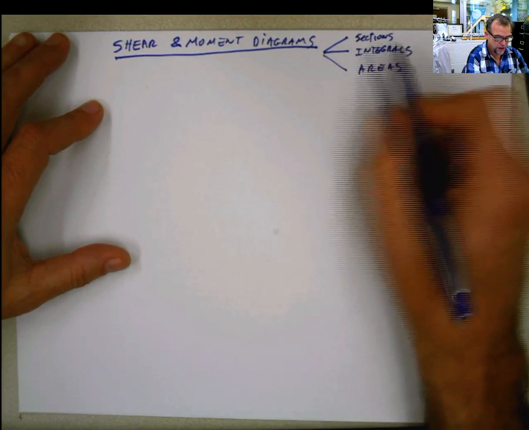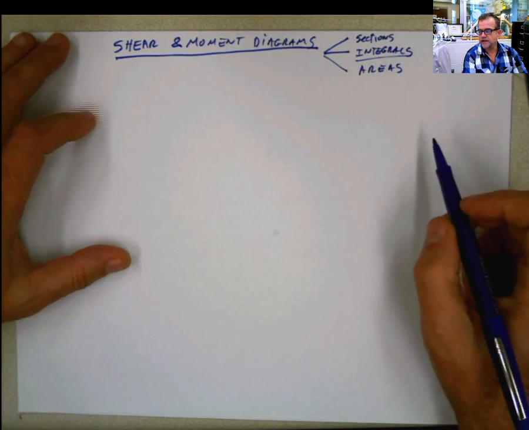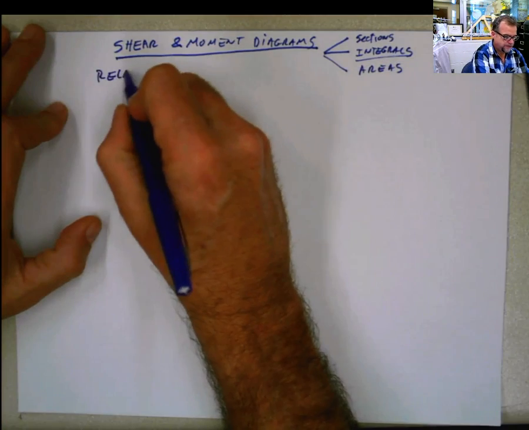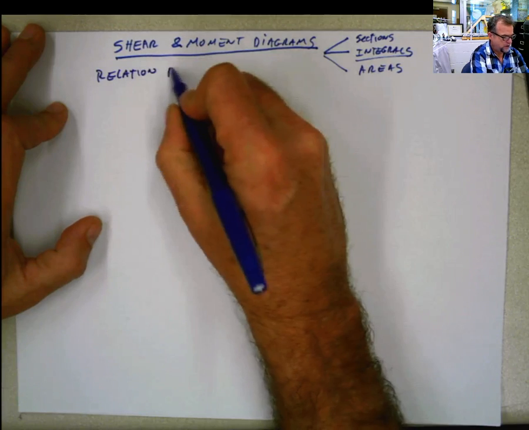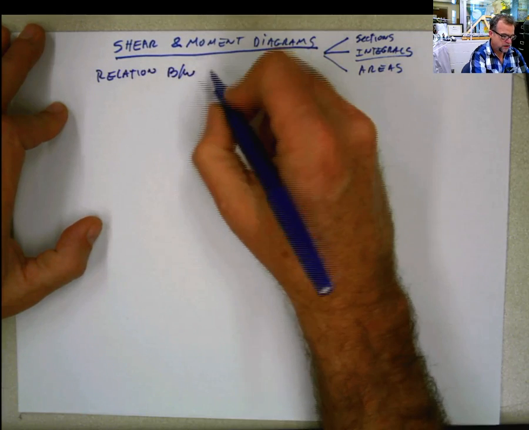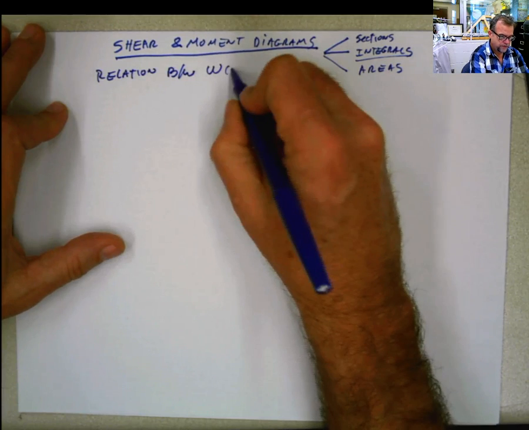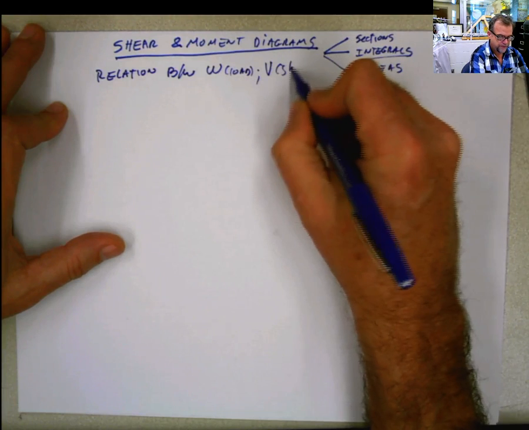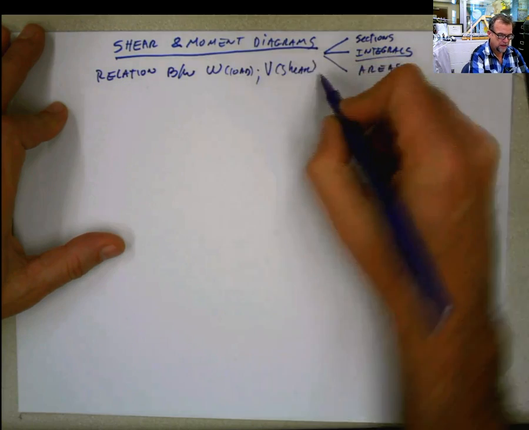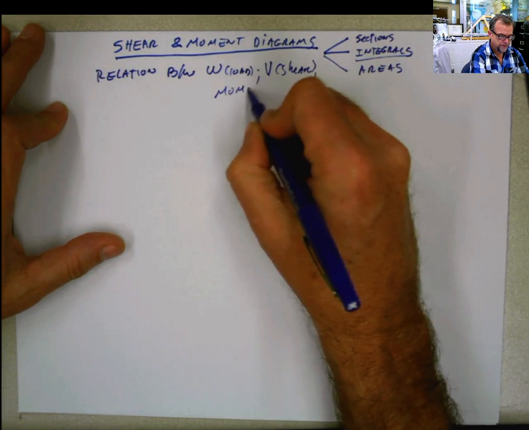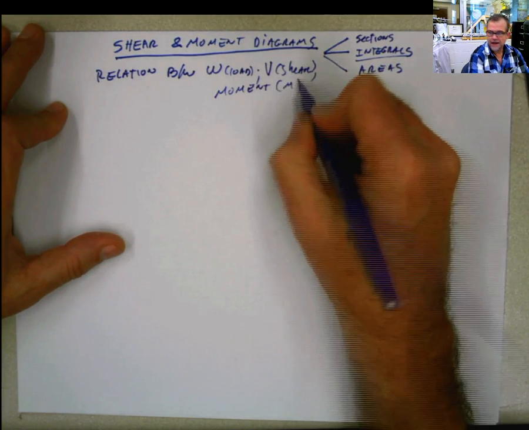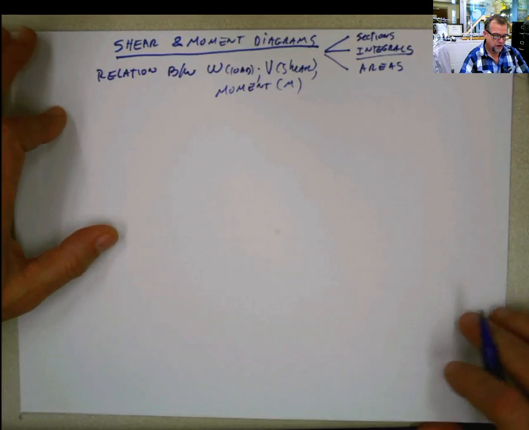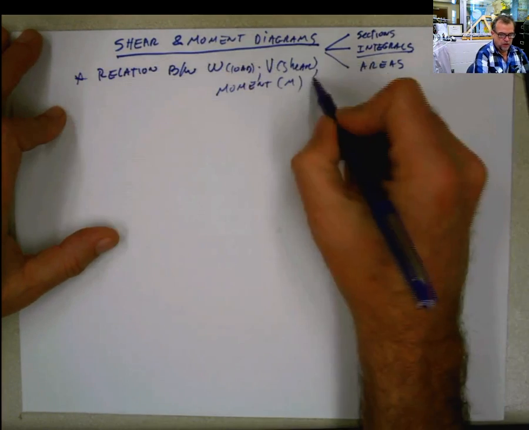In order to do this, especially the method of the integrals and the method of the areas, we first have to define the relation between the load, the shear, and the moment. And this is the first part of this lecture. This is what I'm going to try to explain in this lecture: the relation between load, shear, and moment.